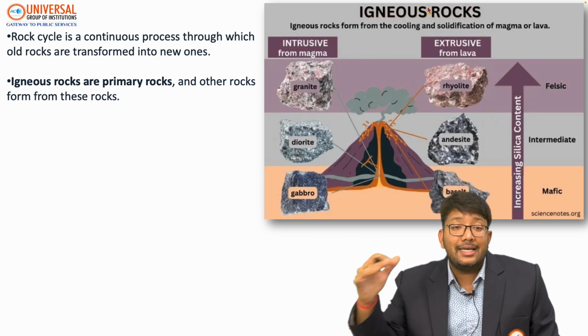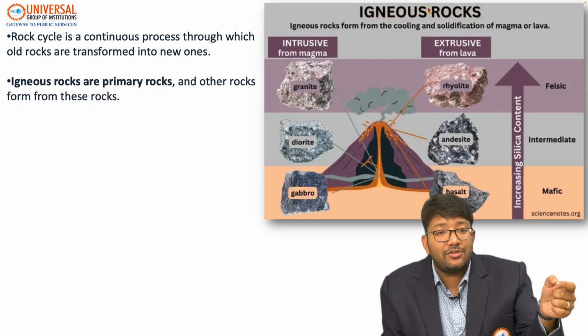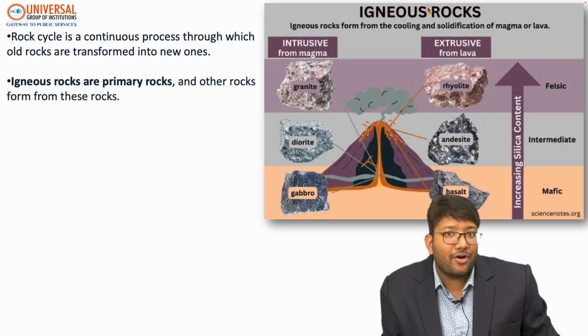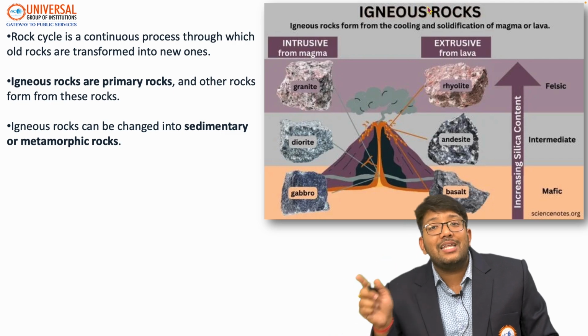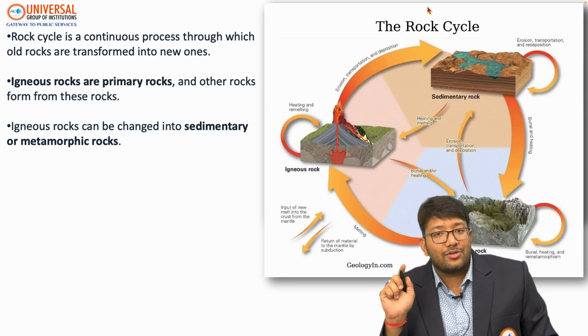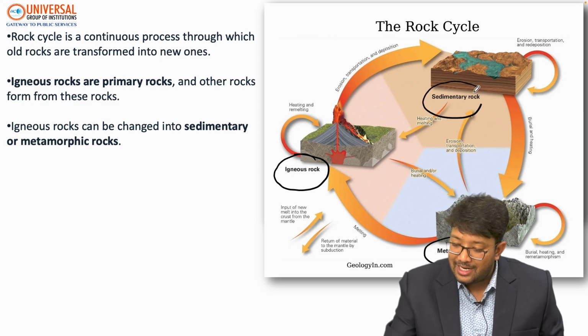What are the other rocks that form from these rocks? They are sedimentary and metamorphic. So igneous rocks can be changed into sedimentary or metamorphic rocks. So this is the rock cycle: igneous, metamorphic, and sedimentary.